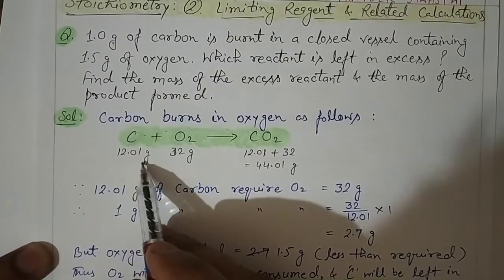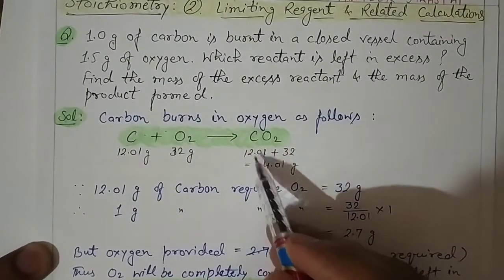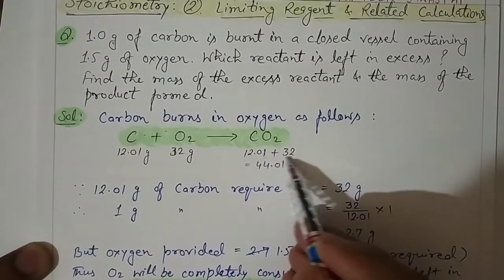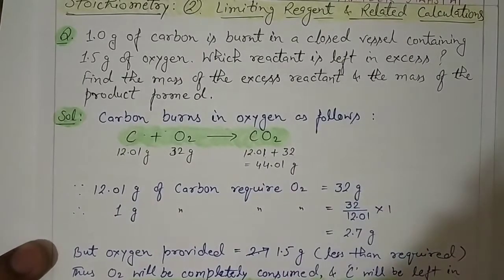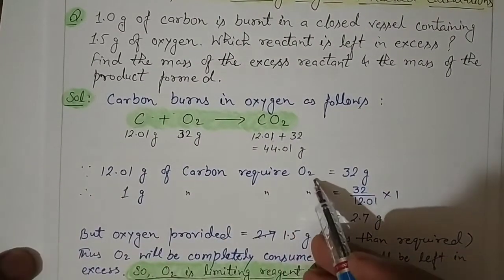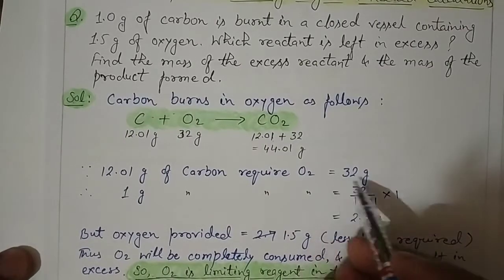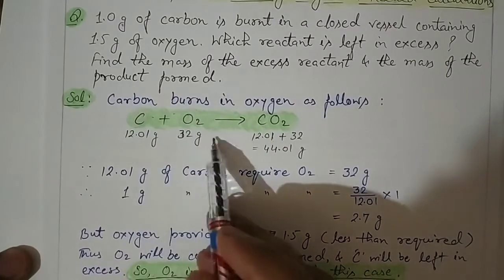Carbon has 12.01 gram, oxygen molecule 32 gram, and carbon dioxide is carbon atomic mass plus oxygen molecule atomic mass added, equal to 44.01 gram. Now, 12.01 gram of carbon requires oxygen equal to 32 gram. By the reaction we can see 12.01 requires 32 grams.